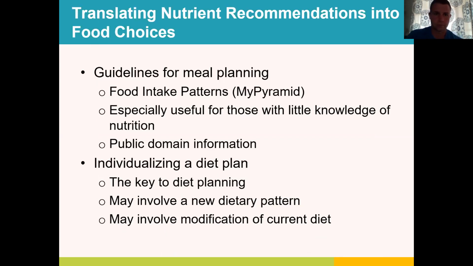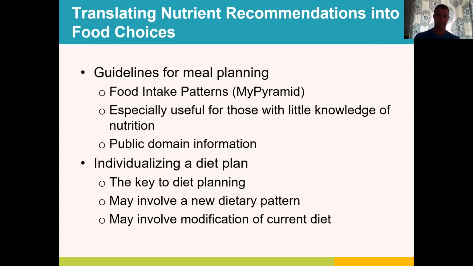Again, guidelines for meal planning. Food intake patterns. My Pyramid is especially useful for those with little knowledge of nutrition. Go to the My Plate, right? So again, we don't have My Pyramid anymore. Go to My Plate. Go through there. If you're trying to help your friends or parents or somebody that doesn't really know much about things, get them looking in there, or again, get them checking what you're telling them. Okay? There's good information in there.